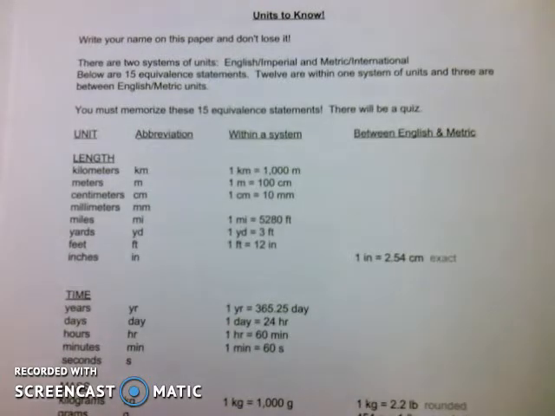Okay, we're back. Next, I'm gonna look at the units to know sheet. This was in D9 lessons under EOC review. I gave you this a long time ago. All it is is a bunch of equivalent statements telling you that 1,000 meters makes a kilometer, 100 centimeters makes a meter, 10 millimeters makes a centimeter, 5,280 feet make a mile, 3 feet make a yard, 12 inches make a foot, 1 inch equals 2.54 centimeters. Number of days in a year, hours in a day, minutes in an hour, seconds in a minute.